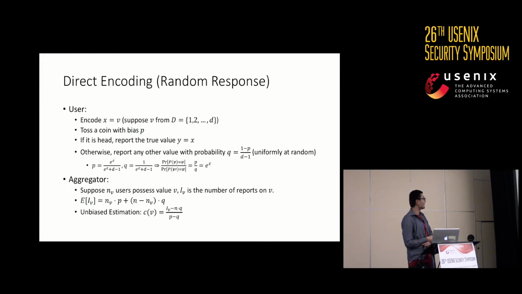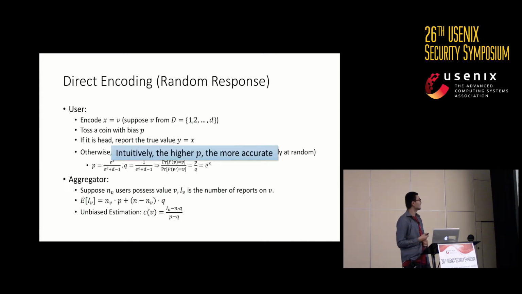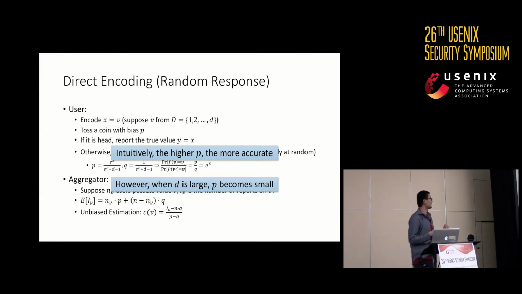On the other hand, the aggregator first should collect all the reports from each user, and if we use the same notations, we have the same kind of expectation, and similarly, this C of V is given by this formula is an unbiased estimation. So this is direct encoding, and intuitively, higher P implies more accurate. However, when D is large, meaning that when the domain is large, here the P will be smaller. So that's a disadvantage of this protocol.